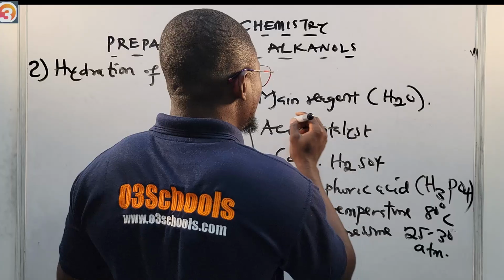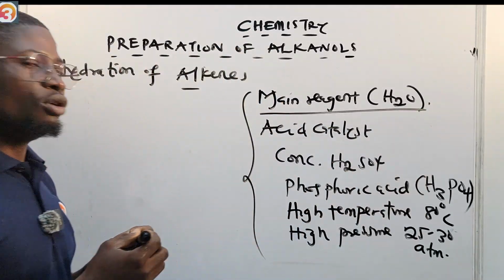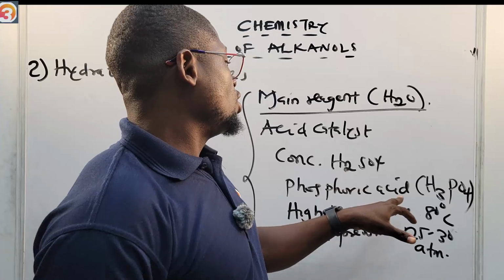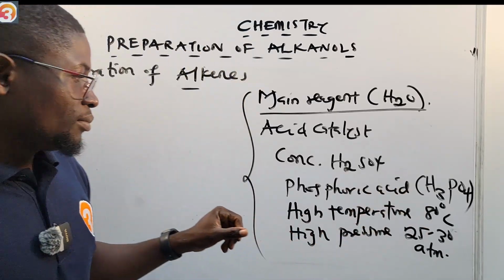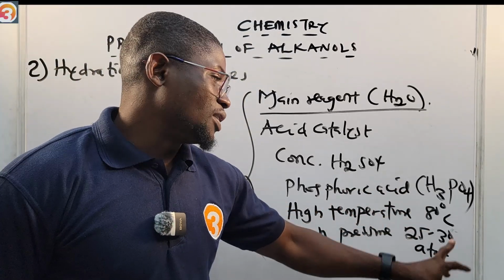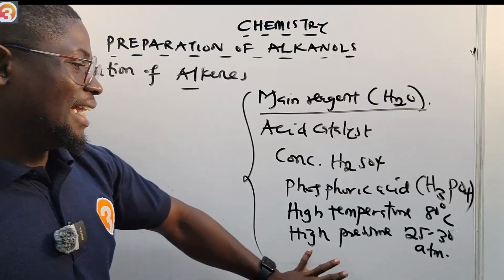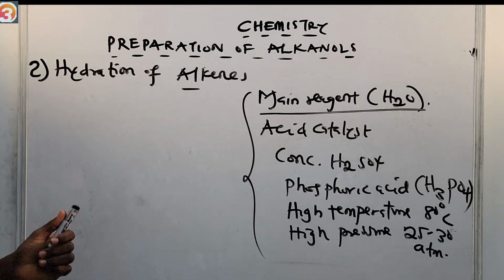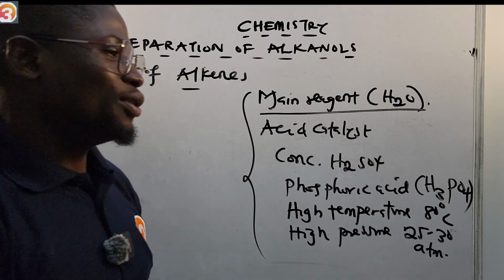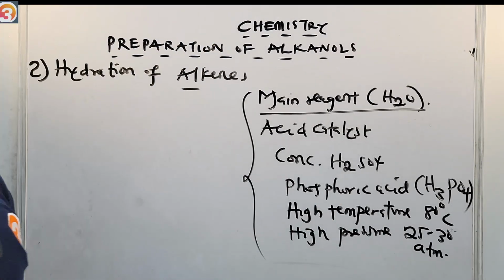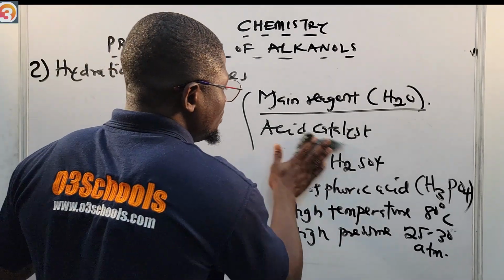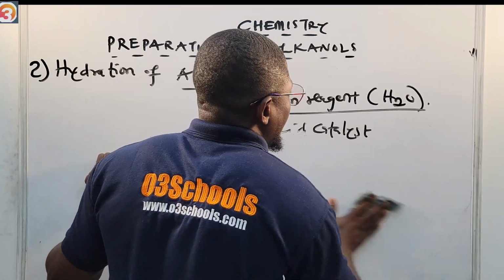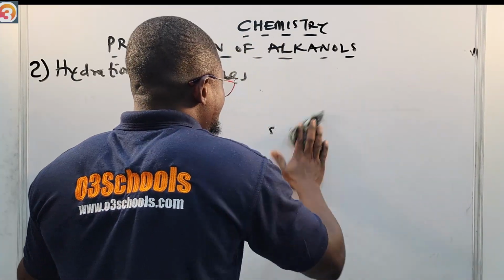All right, so the main reagent is our water, H2O. Then we use an acid catalyst, either concentrated H2SO4 or phosphoric acid. Then we use high temperature, around 80 degrees Celsius, and a high pressure of 25 to 30 atmospheric pressure. So doing this, we'll now get our corresponding alcohol. Please take note of all that. Write it somewhere tight so you can always get your hands around it.